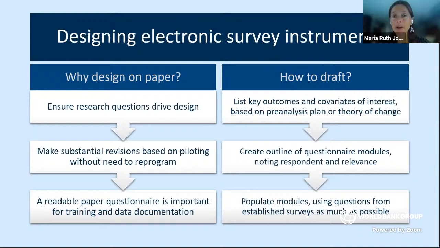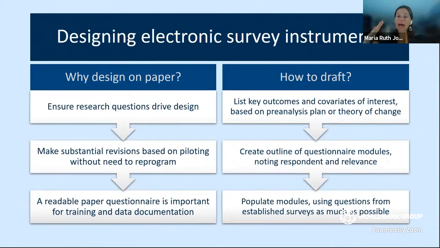Now, thinking about how to draft your survey instruments, we really think about this in the same way we talked about pseudocode in other parts of the book, which is starting from the biggest picture possible, where you list what your key outcomes are for the research study and your covariates of interest based on the pre-analysis plan that you've put together or the theory of change for the project.